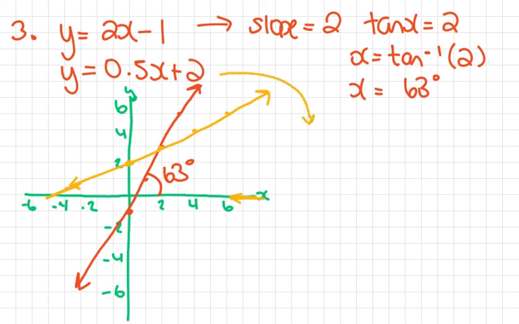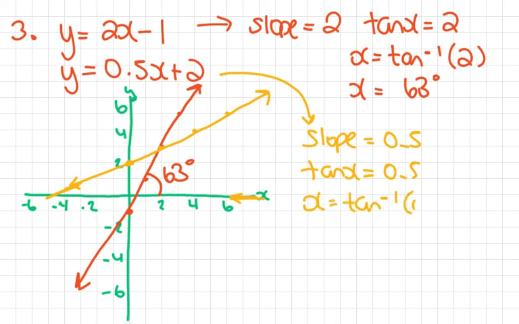For the second line, the slope equals 0.5. So that means tan x equals 0.5. To solve for x, we can use the inverse ratio and type that into your calculator and you will get 27 degrees. So this one here is 27 degrees.